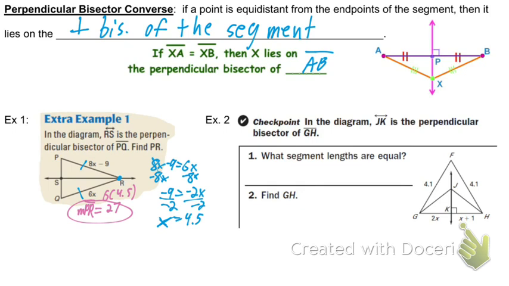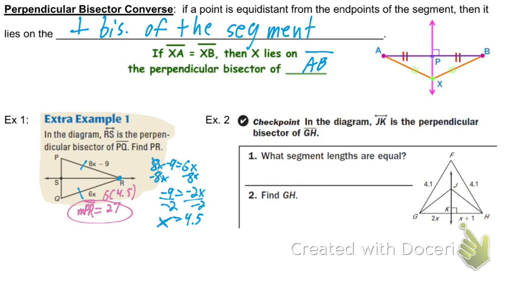All right, let's go on to example 2. What's your question? Does that mean angle P and angle Q are equal? That's correct. So angle P and angle Q would be congruent here because the big triangle is an isosceles triangle.